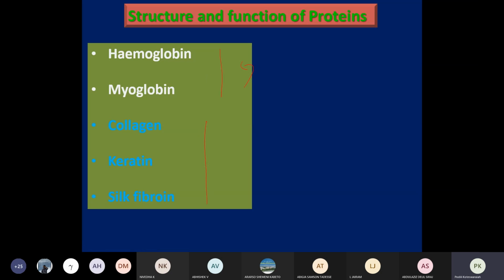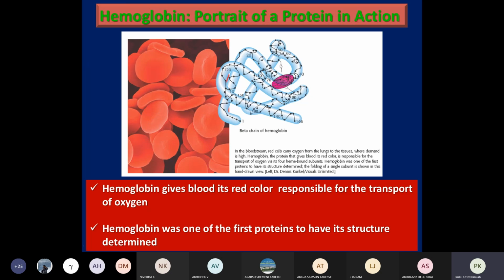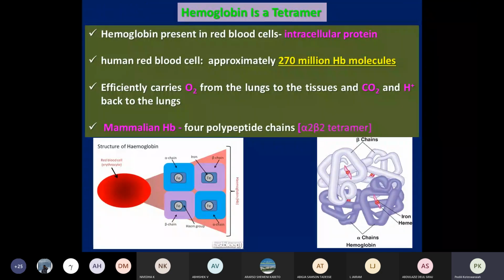So we will start with the hemoglobin, and we know that hemoglobin is a protein that is mainly responsible for carrying the oxygen from lungs to tissues. And we know that the red color of the blood is because of the hemoglobin present in the red blood cells.